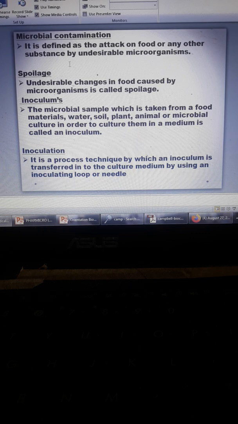So, inoculation is a process technique by which an inoculum is transferred to the culture medium by using an inoculating loop or needle. So, that is what we call inoculation. So, your sample, which is the inoculum, you transfer it to the culture medium in the agar plate later. Okay, I'll show you what an agar plate is.